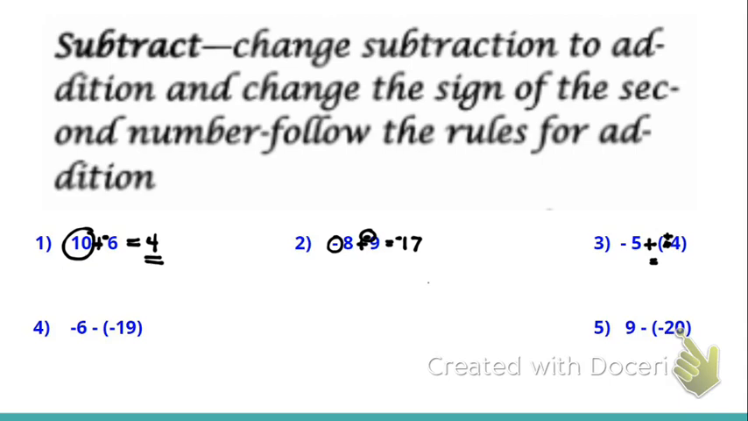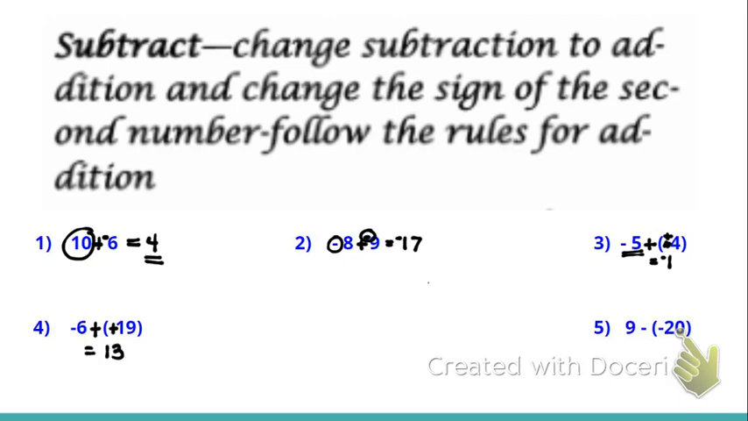Okay, so we subtract and we'll get what number? 1. Good, it's 1, and since 5 is negative, it's negative 1. Very good. All right, how about number 4? Let's look at it for a second. We have negative 6 minus negative 19. So, negative 6 plus positive 19. So, we have different signs, so we're going to subtract. 19 take away 6 gives us 13.